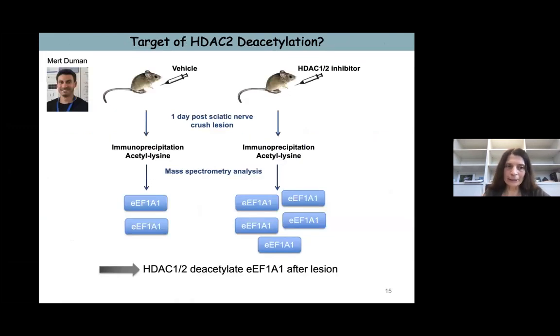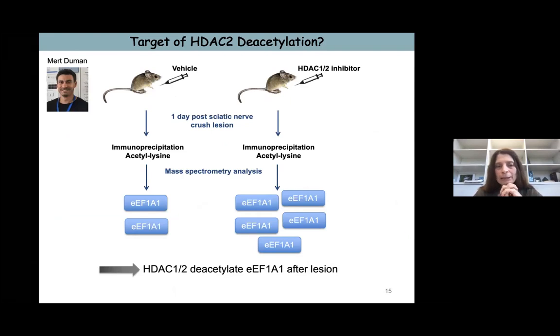To do that, this was the work of Mert Duman, another PhD student in my group, also very talented. What he did, he treated mice with an HDAC1/2 inhibitor called mocetinostat, or with its vehicle. Then he did a sciatic nerve crush lesion, and he collected the nerves at 1 day post-lesion, where we know that this multi-protein complex dependent on HDAC2 is already formed. And then he did an immunoprecipitation of acetyl-lysine, and he sent that to mass spec.